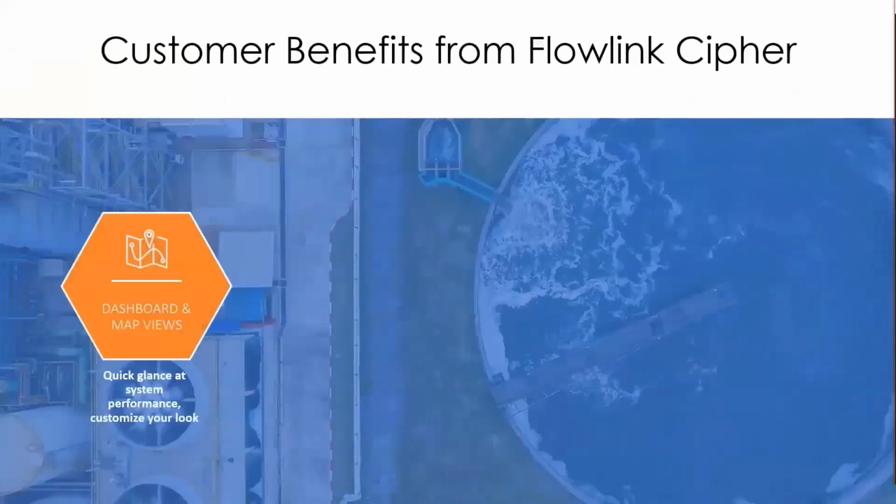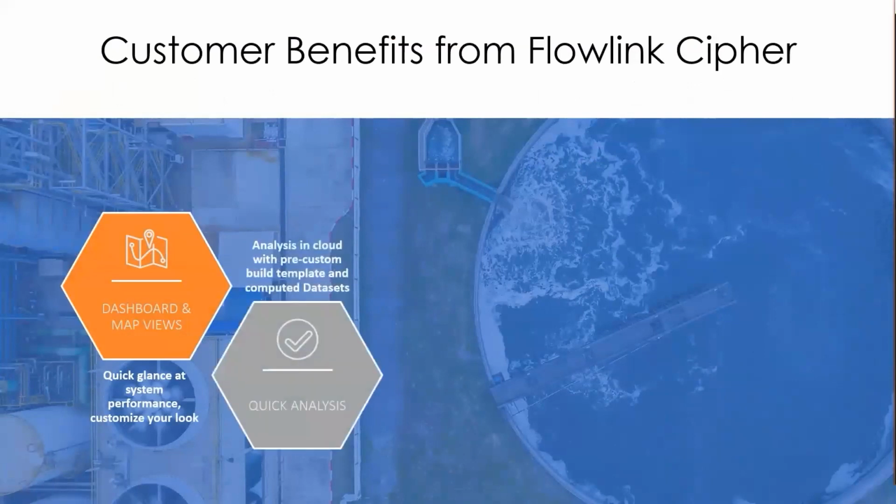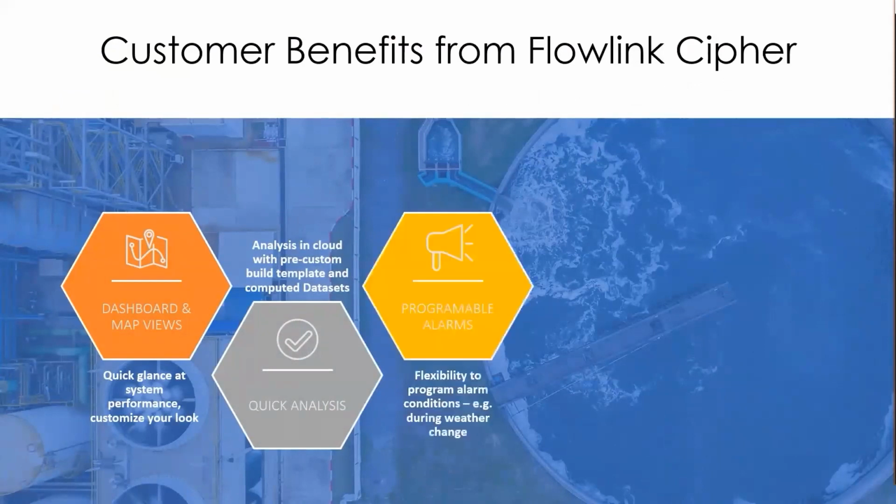And we have a software program called Flowlink Cipher. What that gives you is a dashboard view, so you can quickly look at all your sites to see the health of your site, if they're running, battery voltage, make sure they're all up and running. It gives you that quick analysis, so you can look at the sites to see that everything is running properly. If your data is moving up and down, everything looks good. If you have flat lines, that's a pretty quick indication that there's a problem.